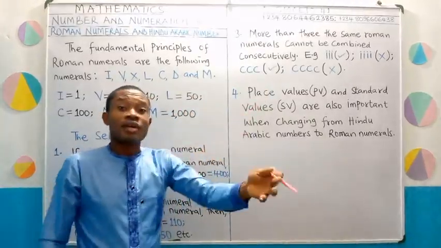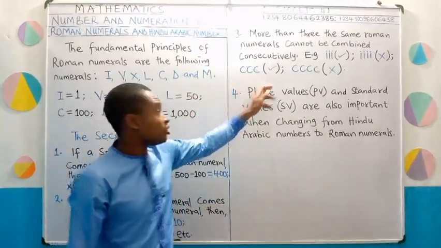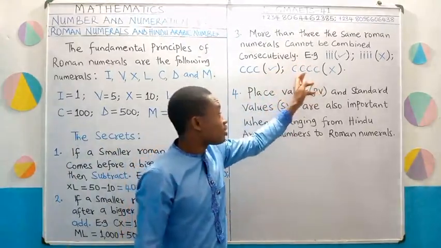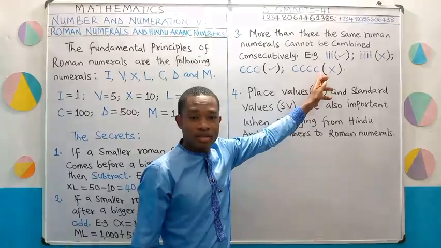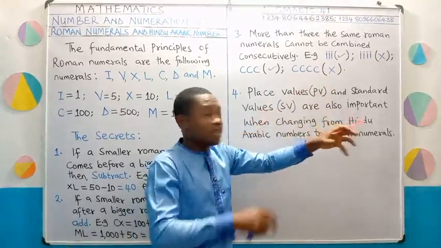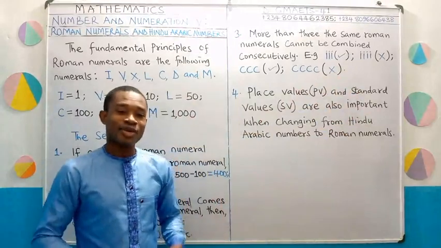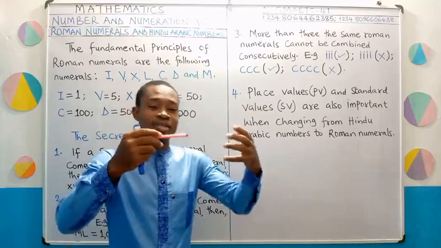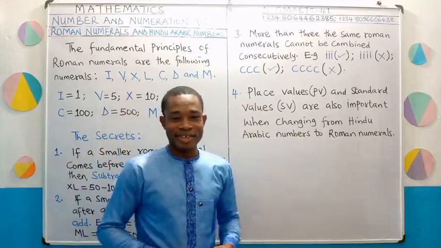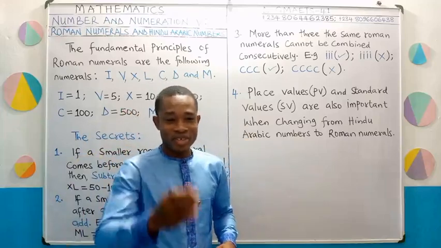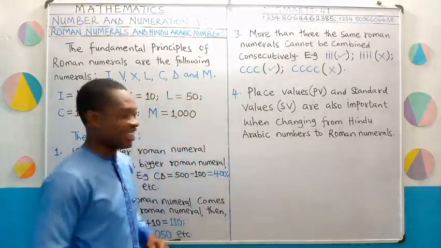CCC is allowed. This is 300. You see, I ticked it. What about CCCC? 4 C's together. It is not allowed. So you see that I crossed it. So you can only combine up to 3 of the same Roman numerals together. If it is more than 3, you are the one that knows what you are doing.